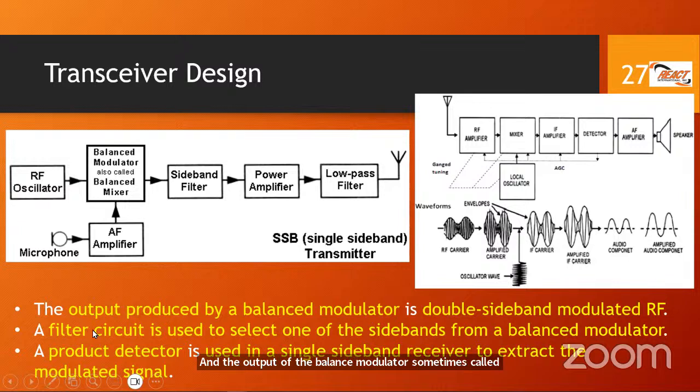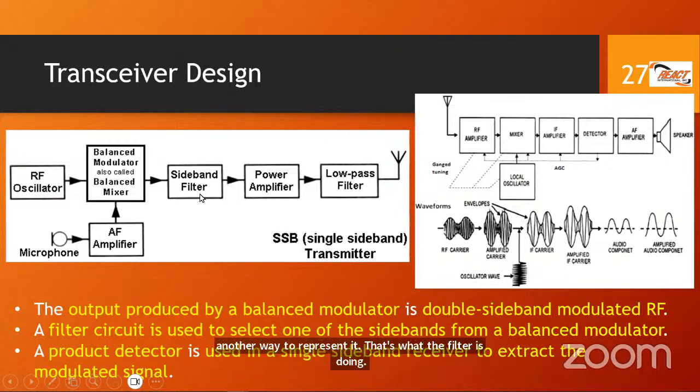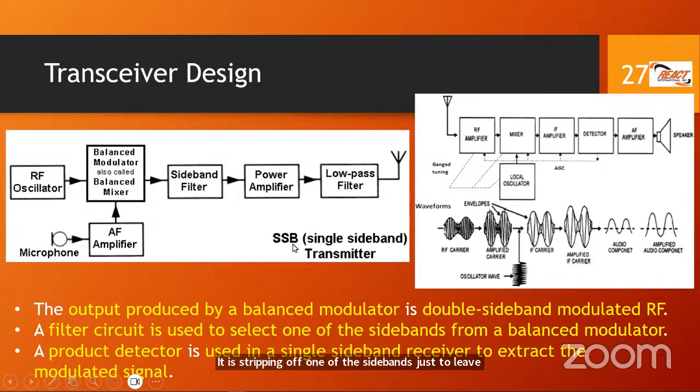Okay, so the filter circuit, we spoke about this filter circuit, what we do with it. It is used to select one of the sidebands from the balance modulator. So just another way to represent it. That's what the filter is doing. It is stripping off one of the sidebands just to leave the other sideband for you. That's what the filter circuit is used for in a single sideband transmitter circuit.